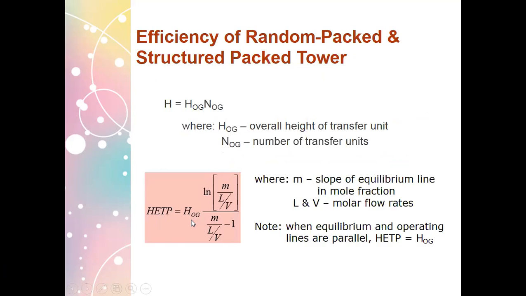The HOG, or the height of your column, or the height of the packing material when we use the overall gas phase coefficient, will be multiplied by the ln of m over Lv. Same thing with this here to get the HETP, which you need to multiply by the N to get the height of the column. Or just like in gas absorption, you can have the formula HOG-NOG.